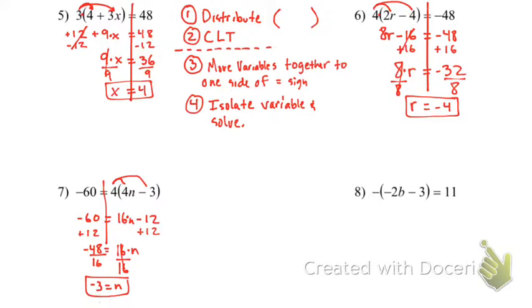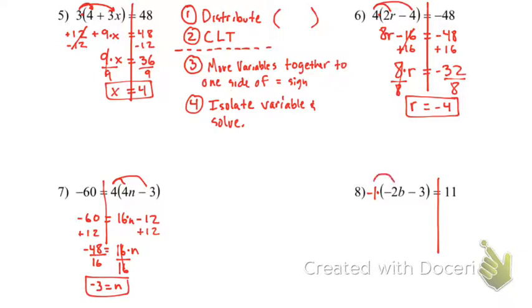Okay, let's jump over to 8. 8's a little suspicious, and here's the reason why. When we do the left side, we have to distribute, but we're not distributing a negative. What we're really distributing is this negative is really a negative 1. Okay, so just think of it that way. Even though it says negative, it's really negative 1.